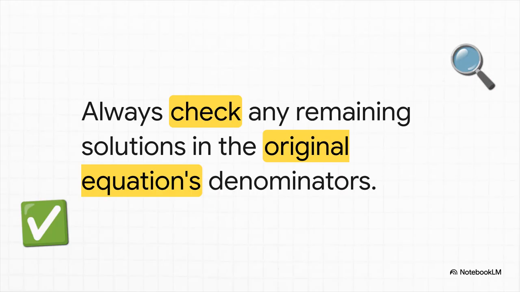Which leads us to the one single golden rule you have to remember for these problems. Are you ready? Always check your answers. And you don't have to do a ton of work. Just take your final answer, plug it back into the original denominators, and make sure none of them, not a single one, becomes 0. If they're all good, you're golden.